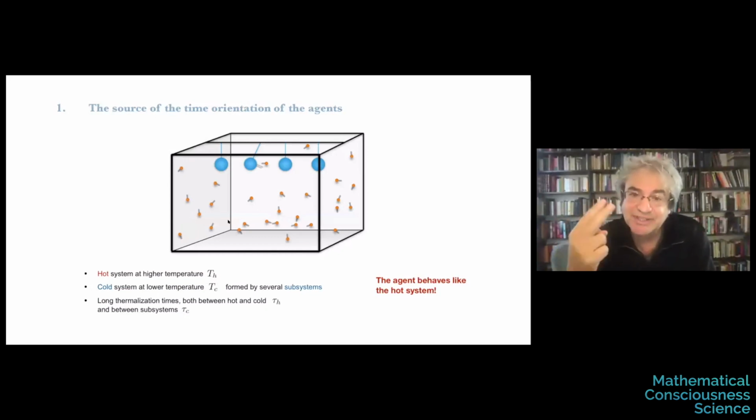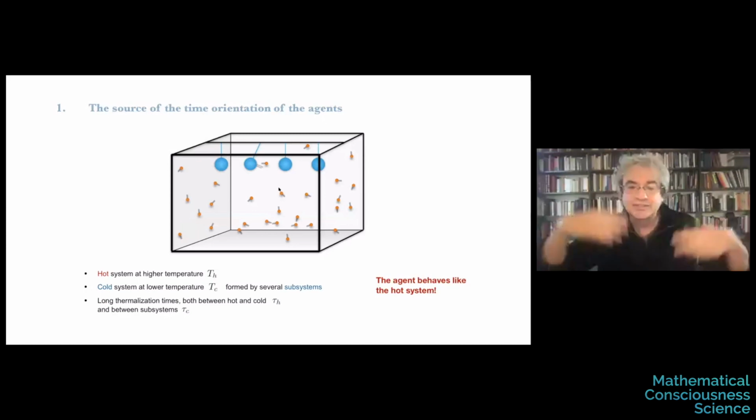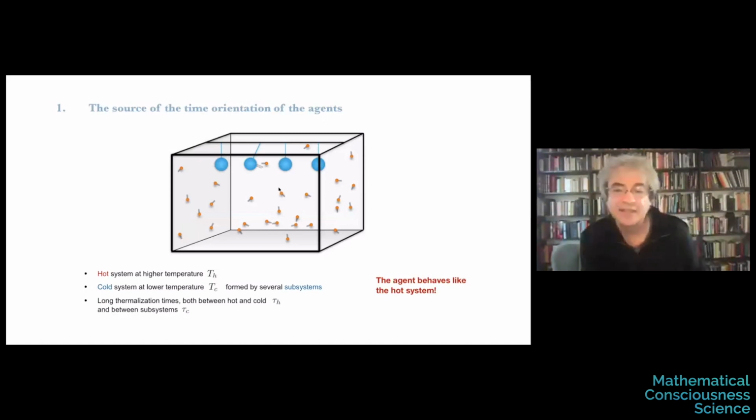And I want two more ingredients. And the key point is that these two more ingredients are sufficient to give agency. In fact, they're also sufficient to give memory. What are the two additional ingredients? One is that the interaction between the hot and the cold is small. So the thermalization time is long. Suppose the room is very large, so the collisions are rare. So when there is a collision, a little bit of energy goes from the hot system to the cold system, but it takes a very, very long time before you get thermalization. That's the first additional assumption.